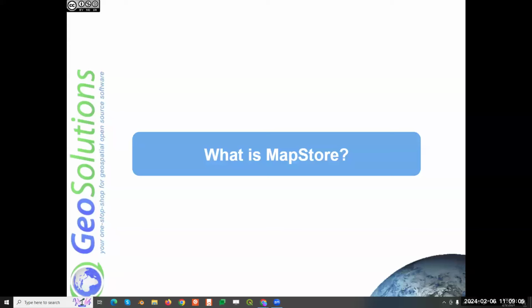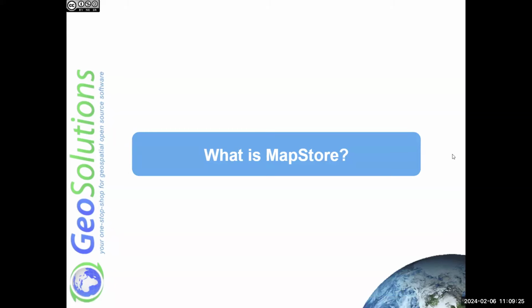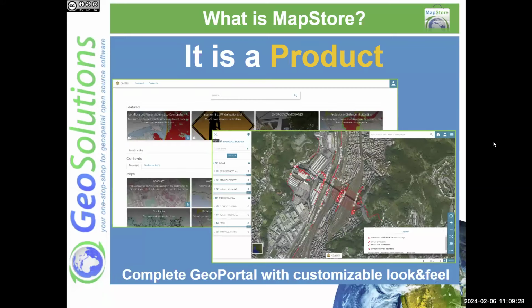Before introducing the new features and improvements we had in MapStore, I would like to introduce MapStore itself. So what is MapStore? MapStore could be considered a product, in that it's a WebJS application. So you can go to the repo of MapStore 2, download the binary and try it also on your local machine.